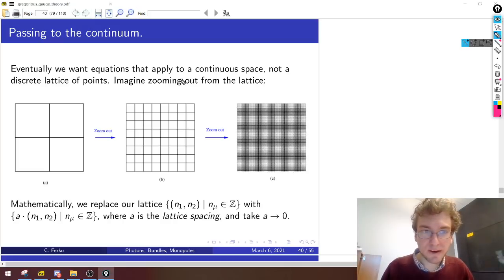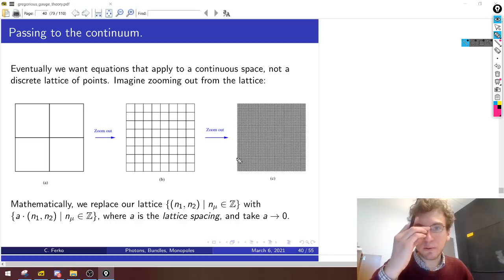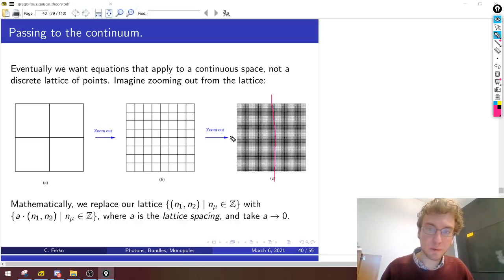So at the end of the day, we don't want a lattice of countries, we want a continuous space. So if you imagine zooming out from the lattice so that the points are getting closer and closer together, morally speaking, this should really approach a function or a theory, I guess, on R2, right? Because if these points are so close together, then it really doesn't matter that they're discrete anymore. It should turn into a continuous theory on the plane.